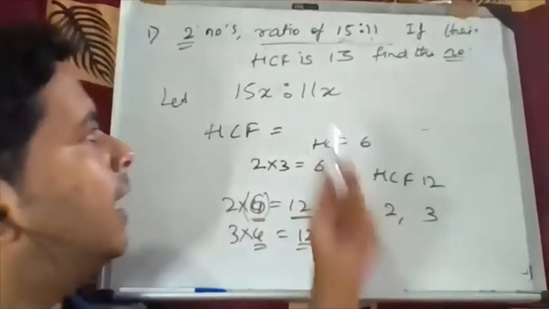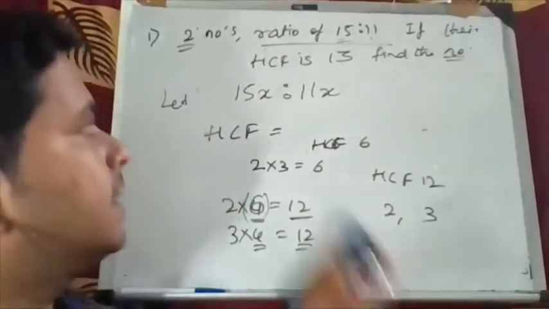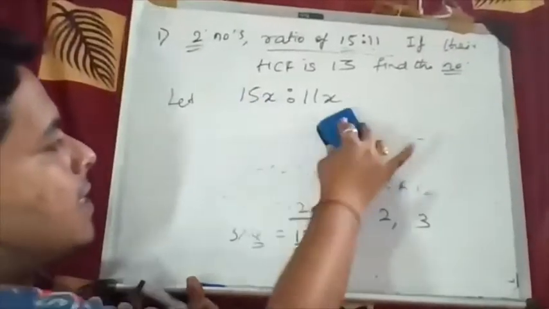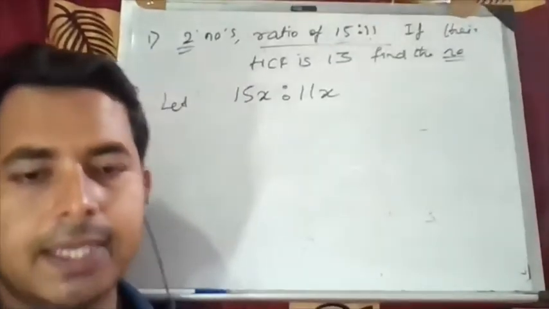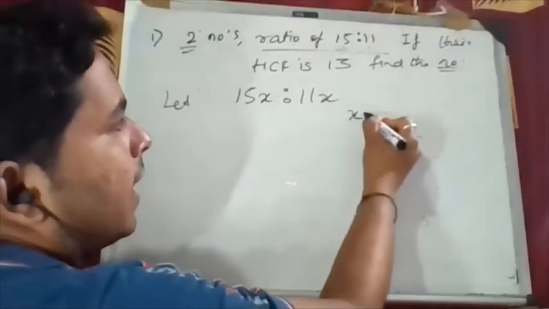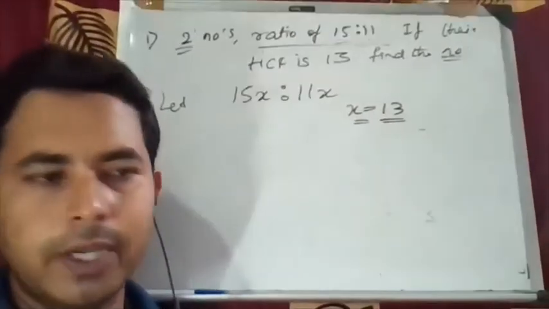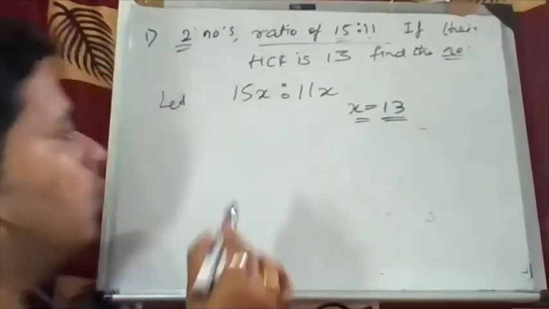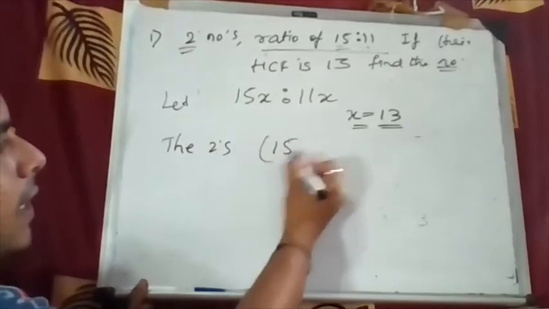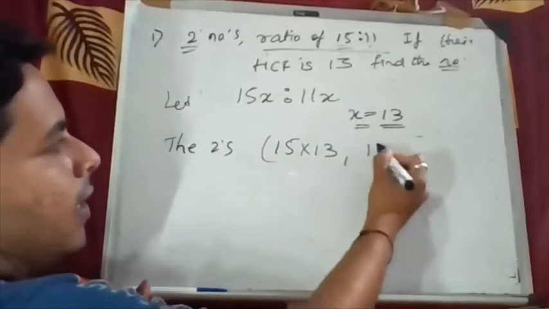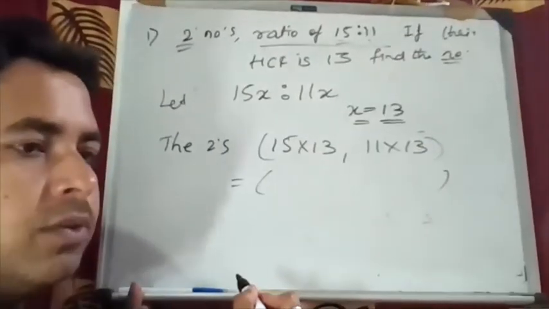So here I'll take x as the multiplying factor, which acts as the HCF. With the x I can get the HCF, so I'll take x equal to 13. Then I can easily get the two numbers as 15 into 13 and 11 into 13. If you multiply these, you will get those two numbers.